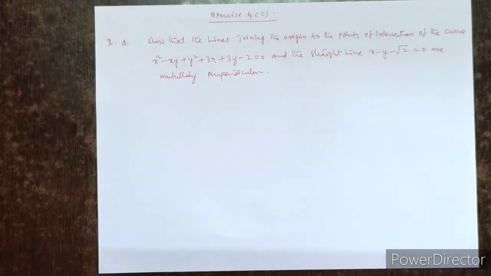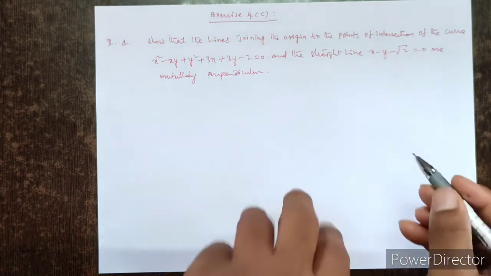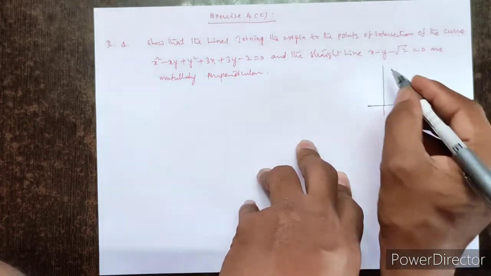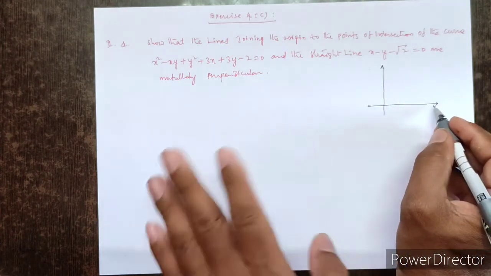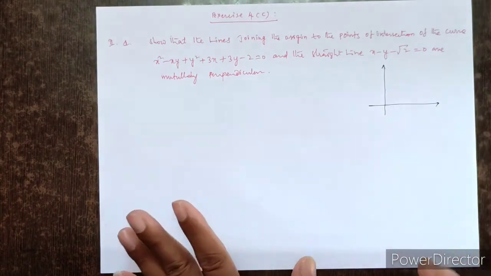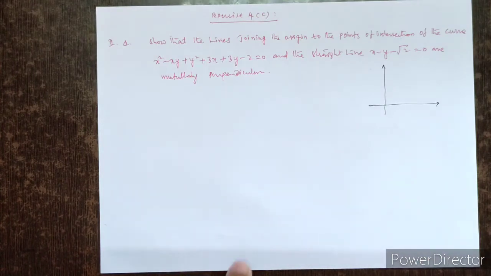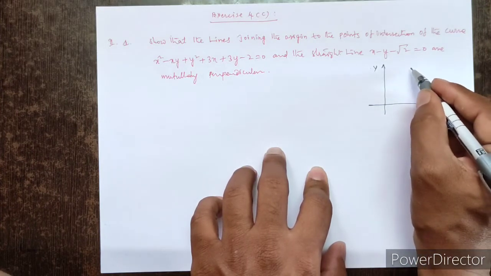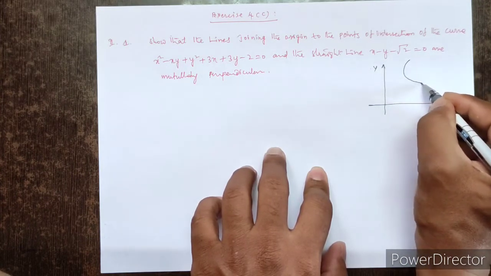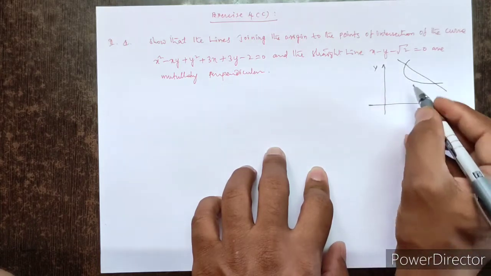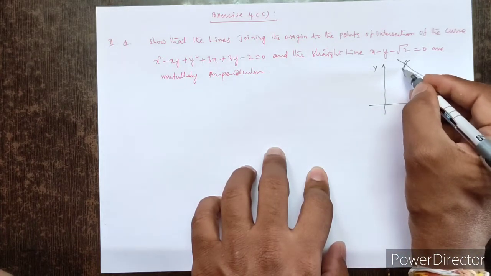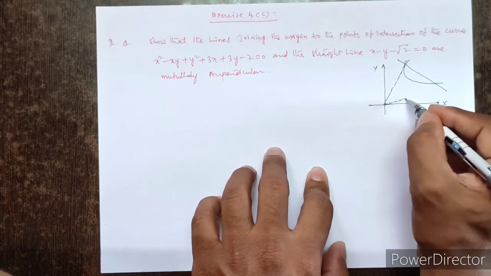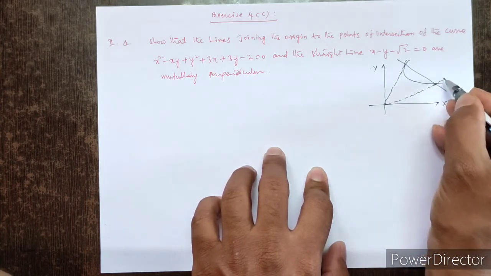Of course, it is the same figure that we have discussed in the homogenizing method, a second degree equation with the help of a first degree equation in x and y. This is the x axis, this is the y axis, this is the curve, this is the line. Then after homogenizing, the curve will pass through the origin.